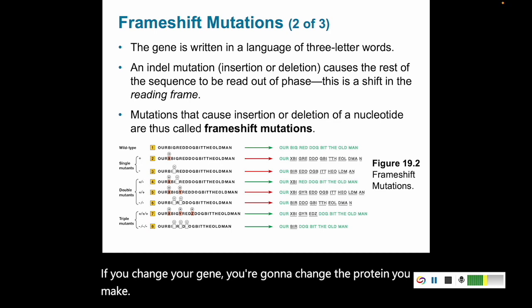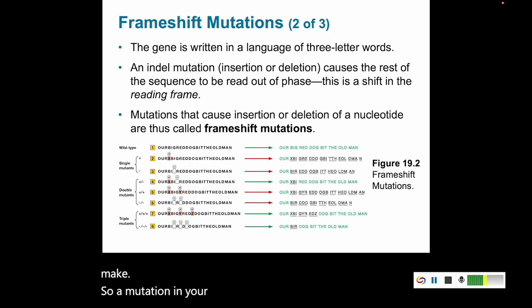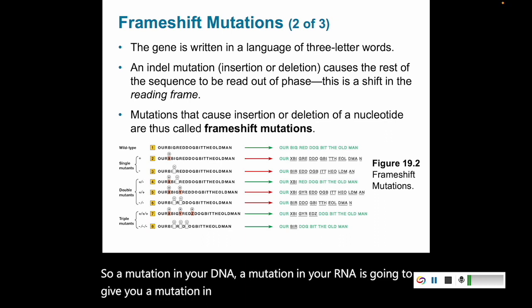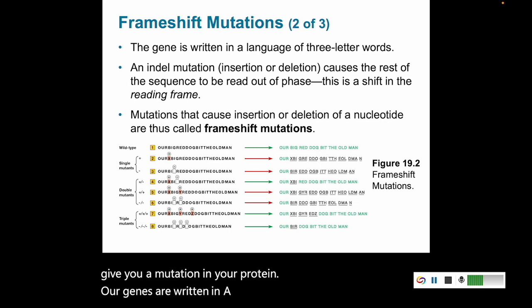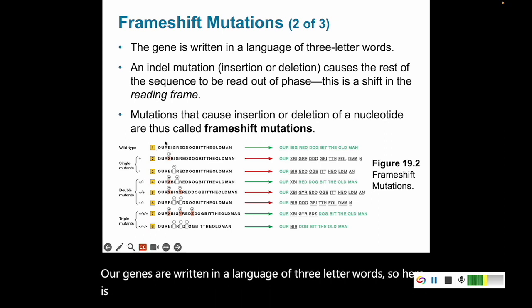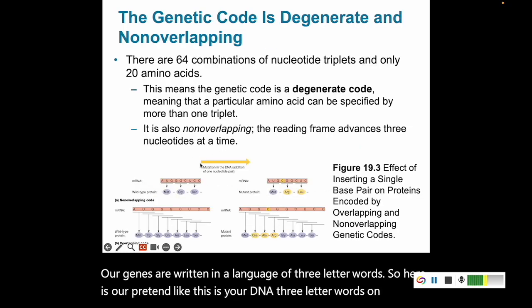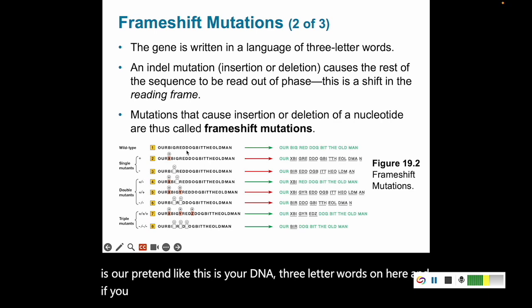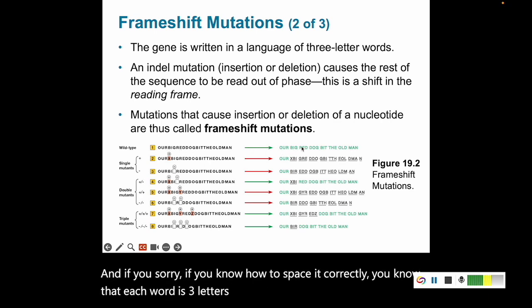So a mutation in your DNA, or a mutation in your RNA, is going to give you a mutation in your protein. Our genes are written in a language of 3-letter words. Pretend this is your DNA, with 3-letter words on here. If you know how to space it correctly, you know that each word is 3 letters long, and you would read: our big red dog bit the old man.